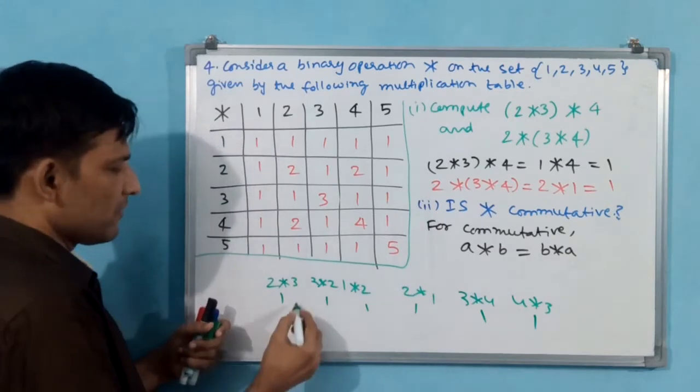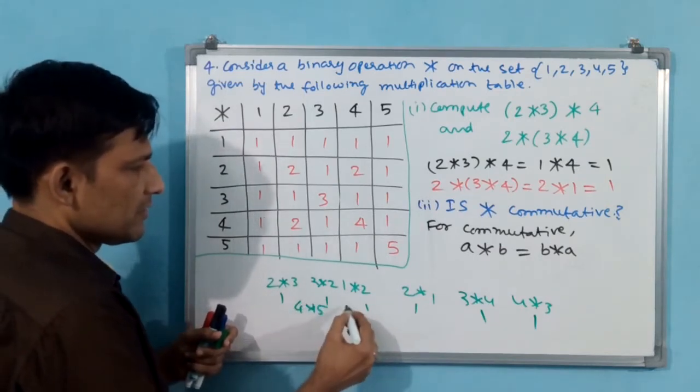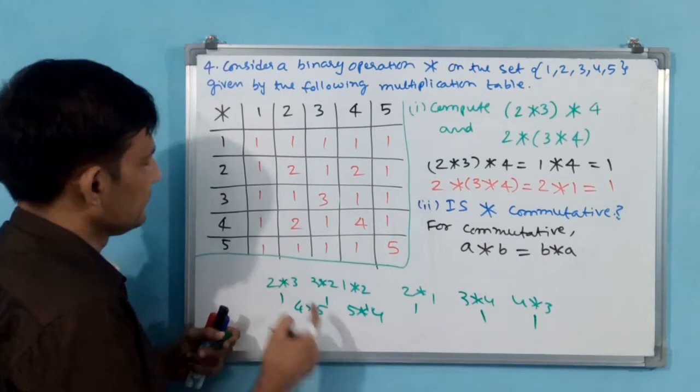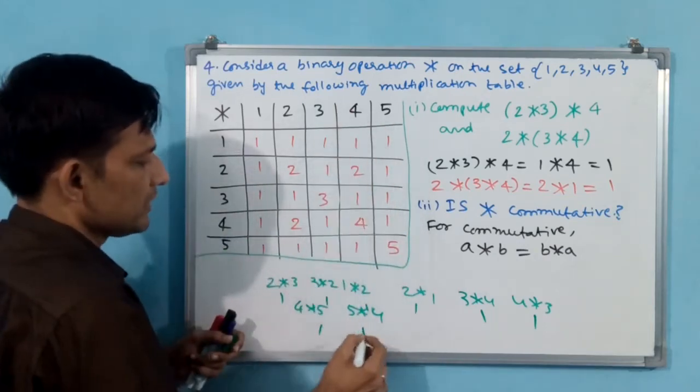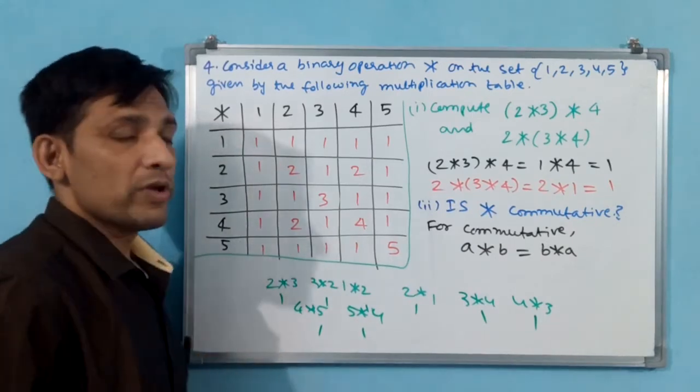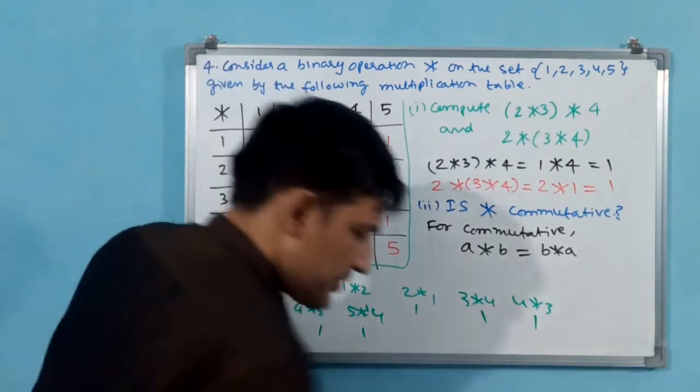Now we go for 4, 5: 4 star 5 and 5 star 4. 4 star 5 is 1. 5 star 4 is also 1. Okay. Now we can say that this is commutative.